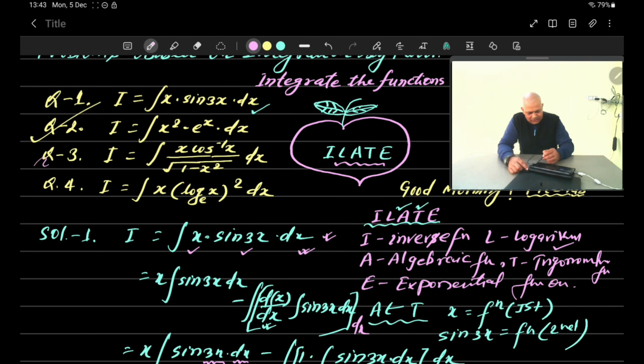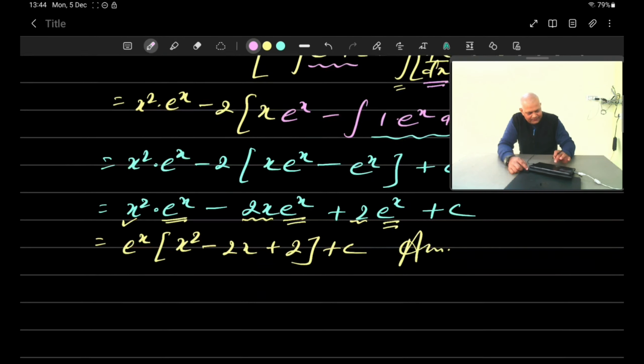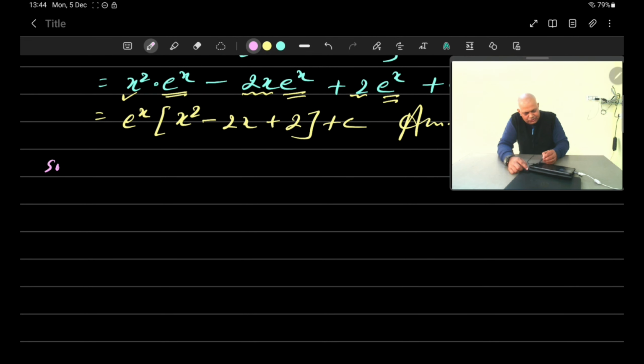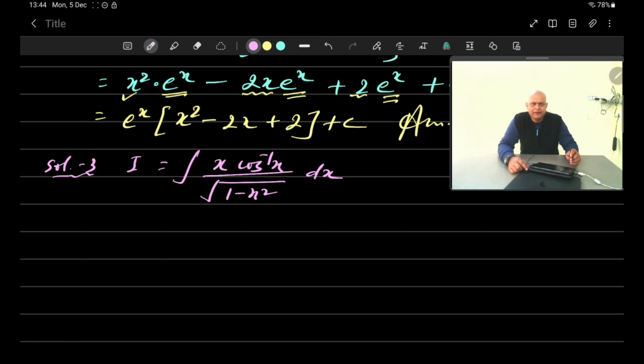Okay, question number three is here: I equals the integral of x cos inverse x divided by the square root of 1 minus x squared, times dx. Now see the solution to the third question. Your equation is the integral of x cos inverse x divided by the root of 1 minus x squared, times dx. My dear friends, just see this question.